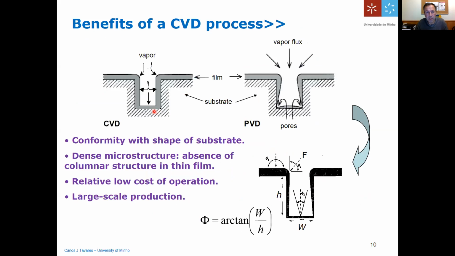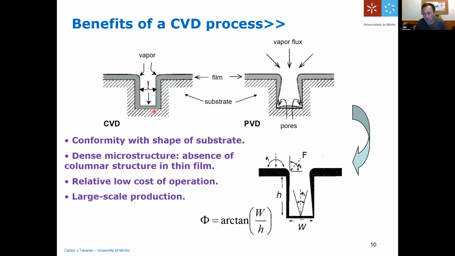So let's take a look at the benefits of the CVD process, for example, when you compare to the physical vapor deposition or PVD process that we saw in the previous lectures. As I mentioned before, sputtering or evaporation have their limitations. They can provide very good coatings, specifically for optical coatings or for mechanical properties coatings.